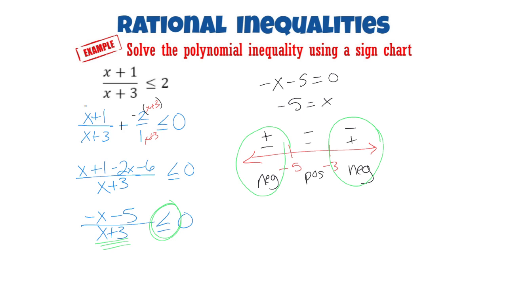So here's what your answer would look like. Negative infinity to negative 5. Put your bracket on your negative 5. In union with, pick it up again at negative 3, but it can't actually equal that because it's an asymptote, to infinity. And there is our solution.